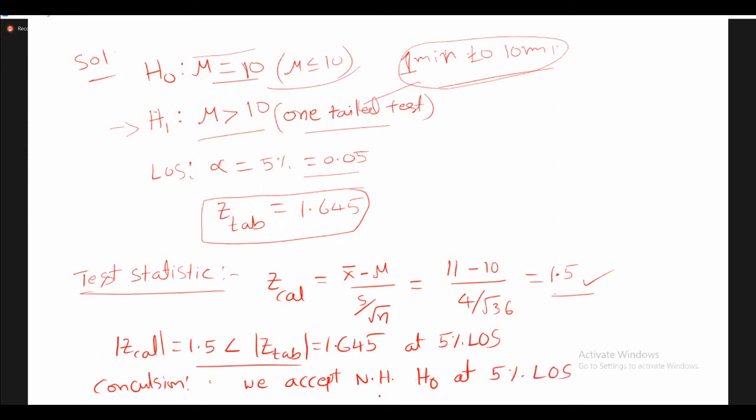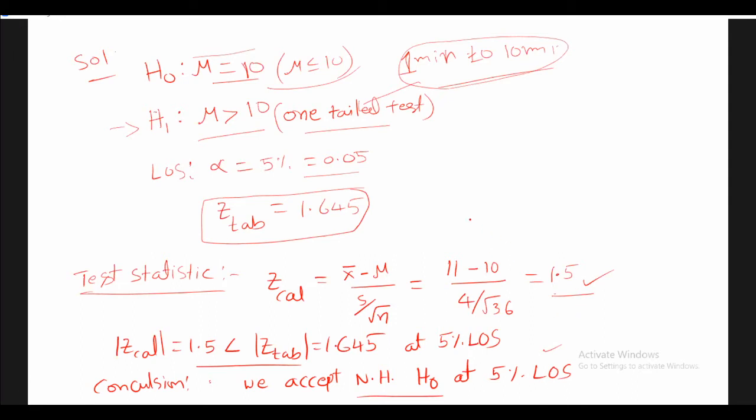Where accepting the null hypothesis means, what is the meaning of that one? The ambulance can reach the destination within 10 minutes. Write that last line: the ambulance can reach the destination within 10 minutes.